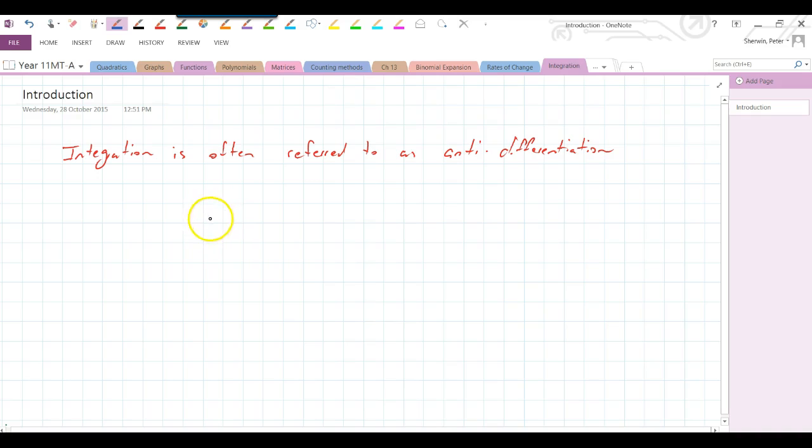So if I've got y equals x squared plus 3, then I'll say that dy dx, which is the derivative of y with respect to x, is equal to 2x. Now hopefully you remember that. We did this a little while back. So going this way here, that's differentiation, or finding the derivative, and going back this way is called integration.